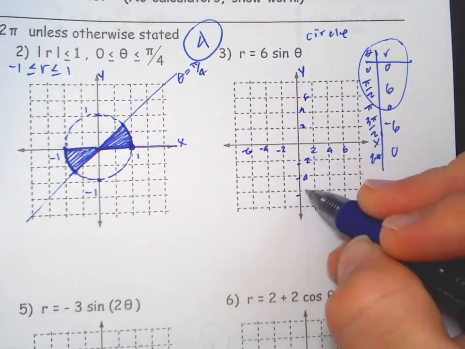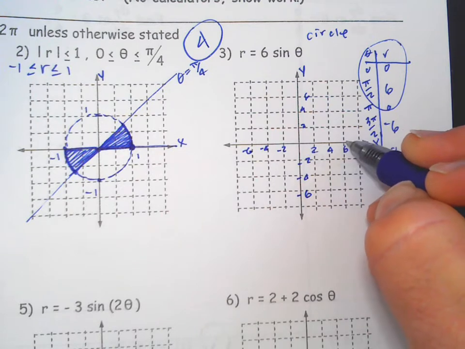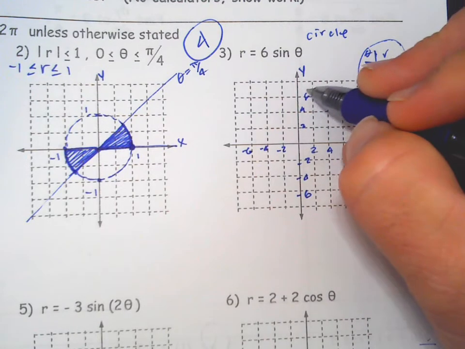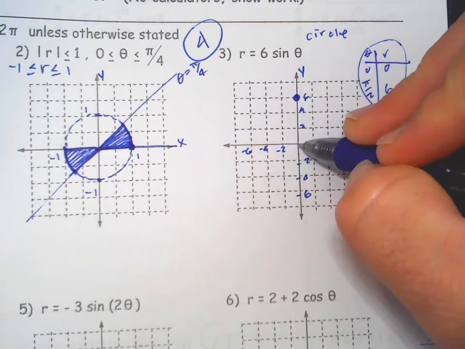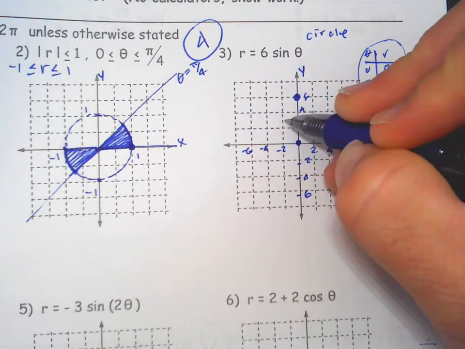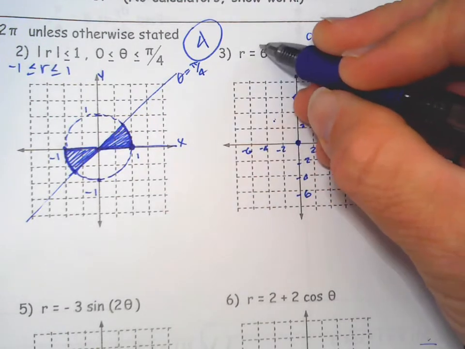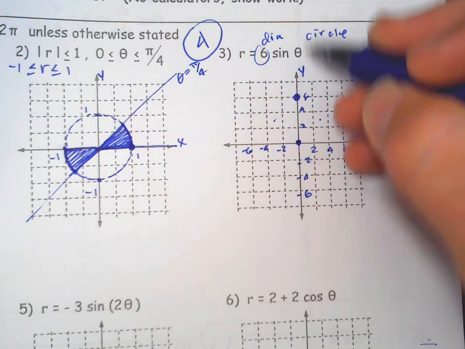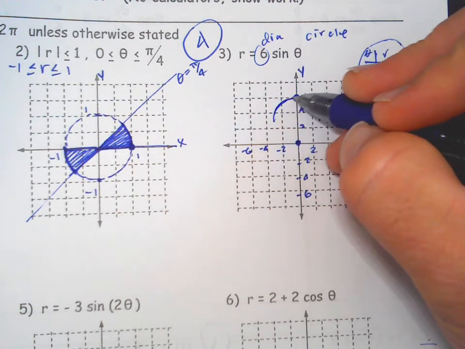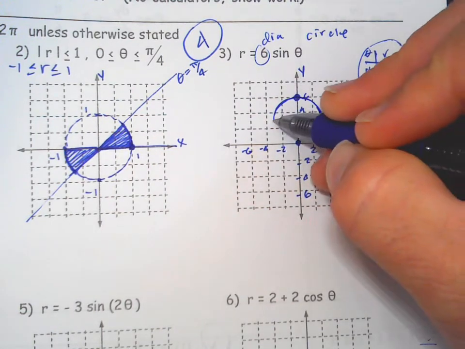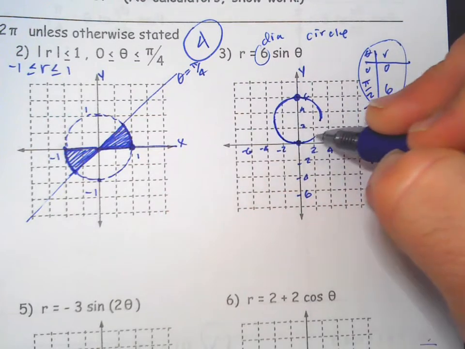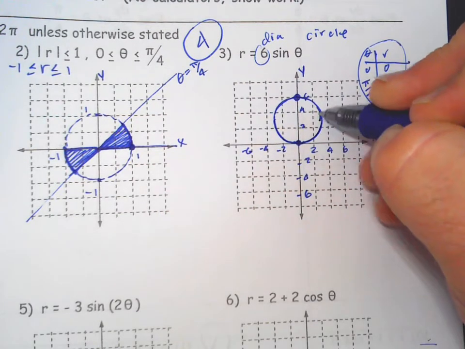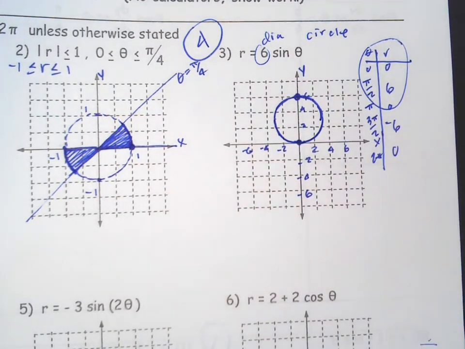Okay, so it's going to go all the way up to here, to 6 and 0. The radius is 3. This is the diameter of the circle, which is 6. So that is what it looks like. Okay.